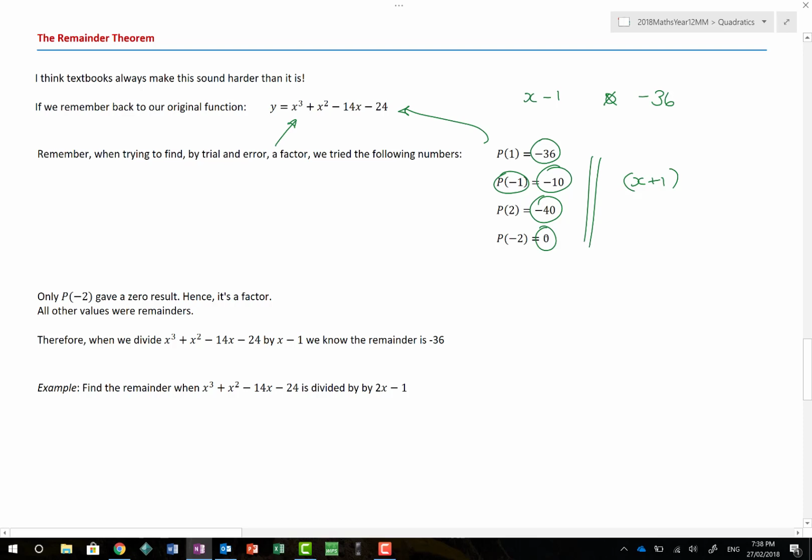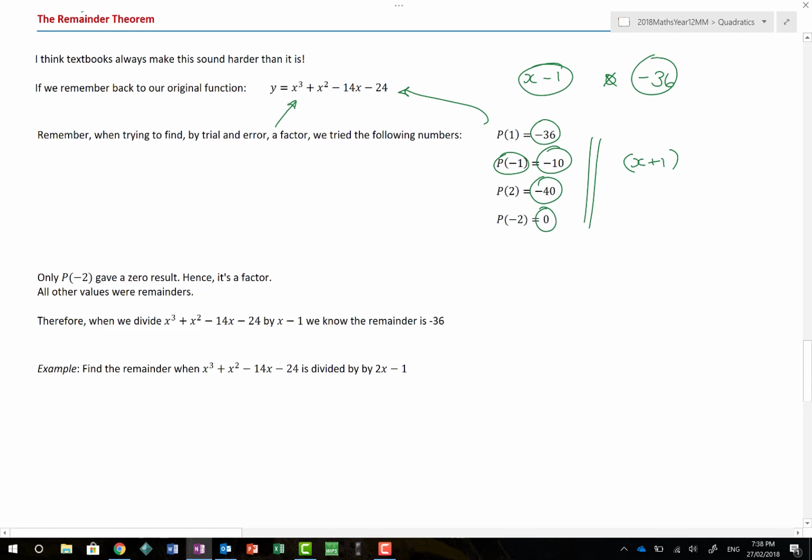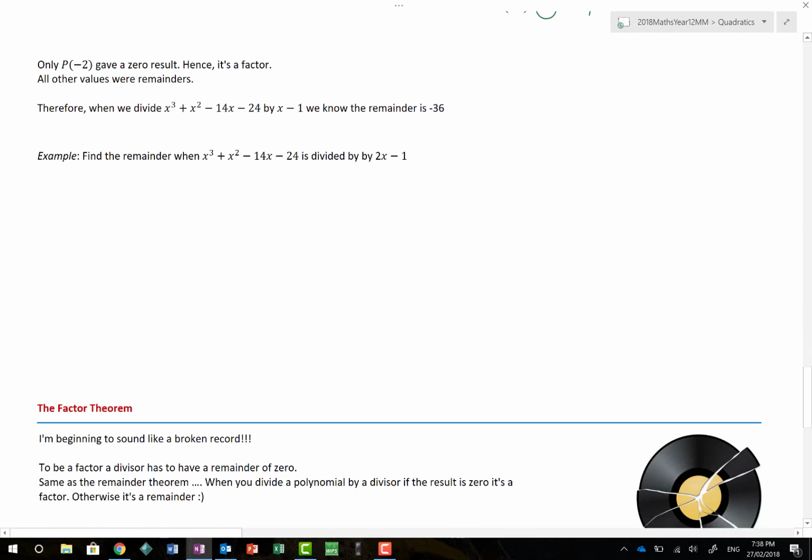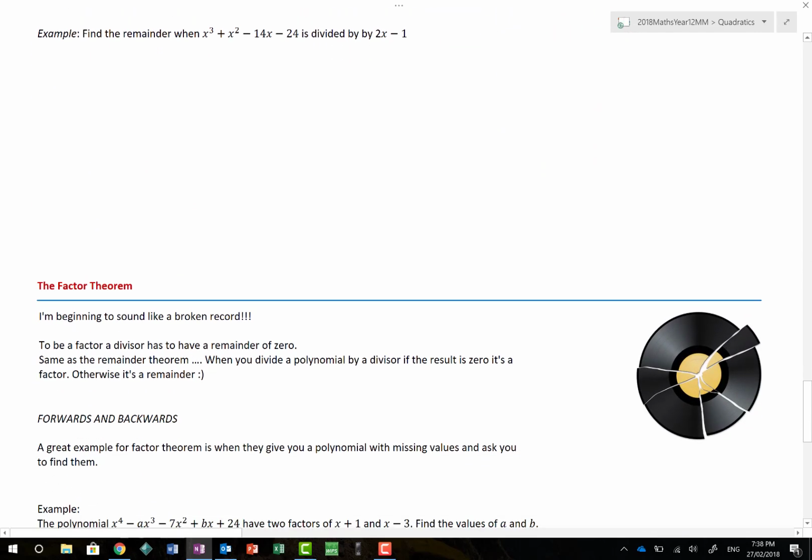The reason we talk about the remainder theorem is that when we divide something and it does not give us a 0 value, we say that it has a remainder. So here's an example. Find the remainder when x cubed plus x squared minus 14x minus 24 is divided by 2x minus 1. Well, 2x minus 1 can be arranged into 2x is equal to 1, x is equal to half. So let's put a half into this and see what happens.